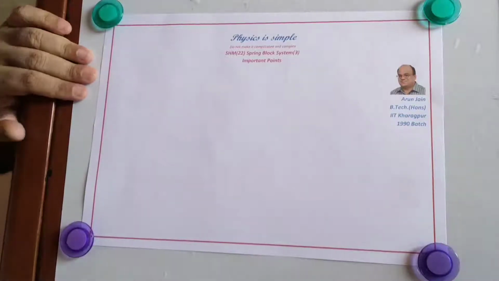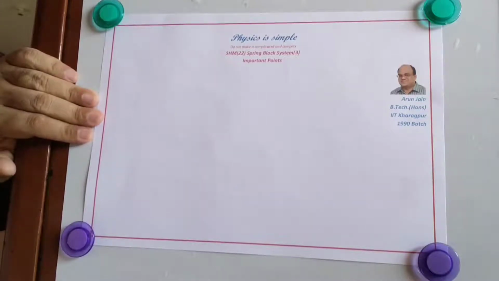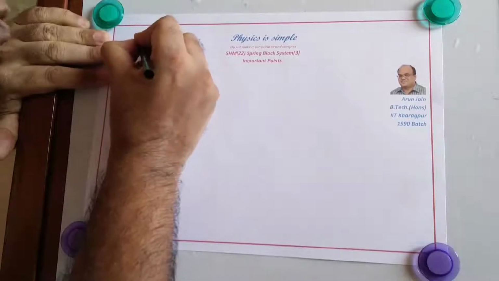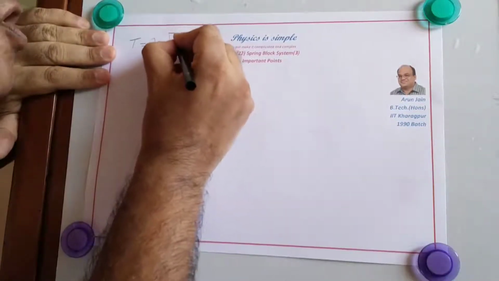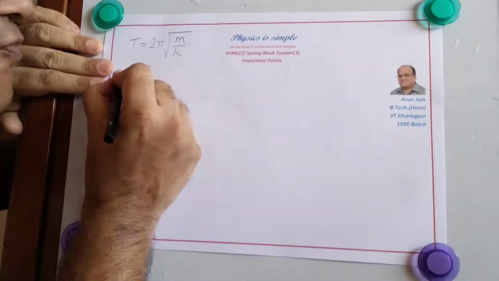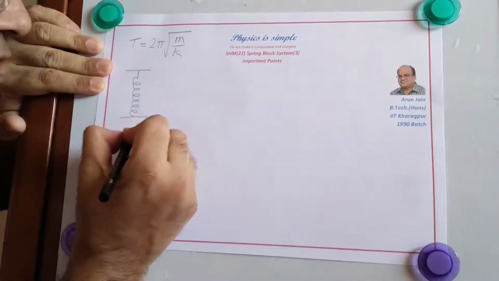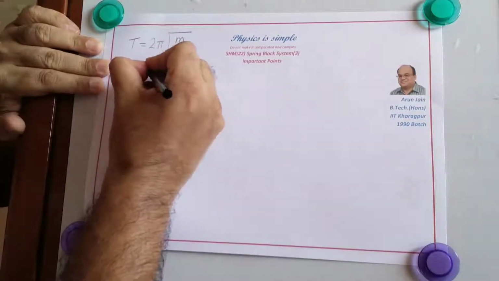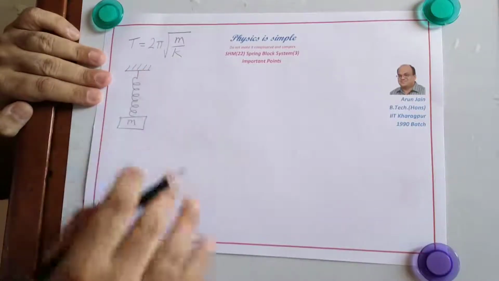In this lesson, we are going to discuss some important points about spring block system. We had got the formula T equal to 2 pi root over m by k for a horizontal spring block system. The same formula is applicable for a vertical spring block system.